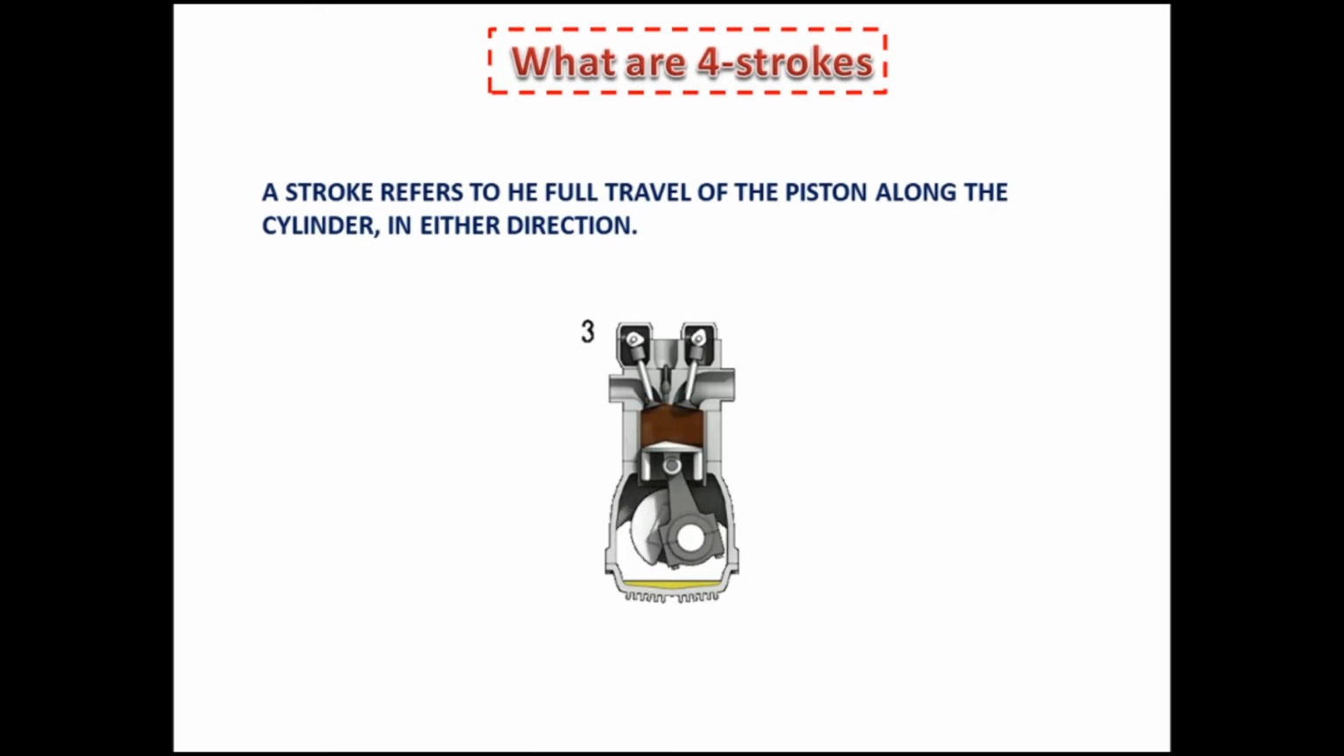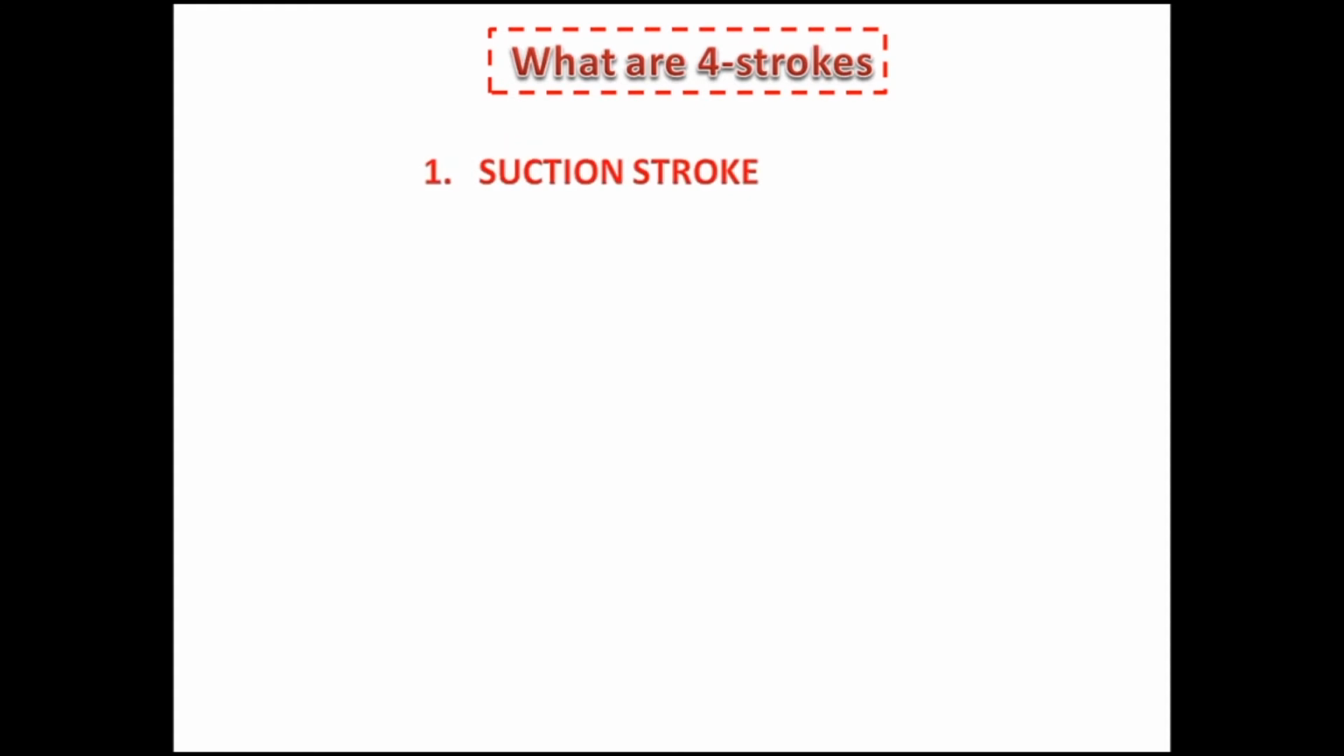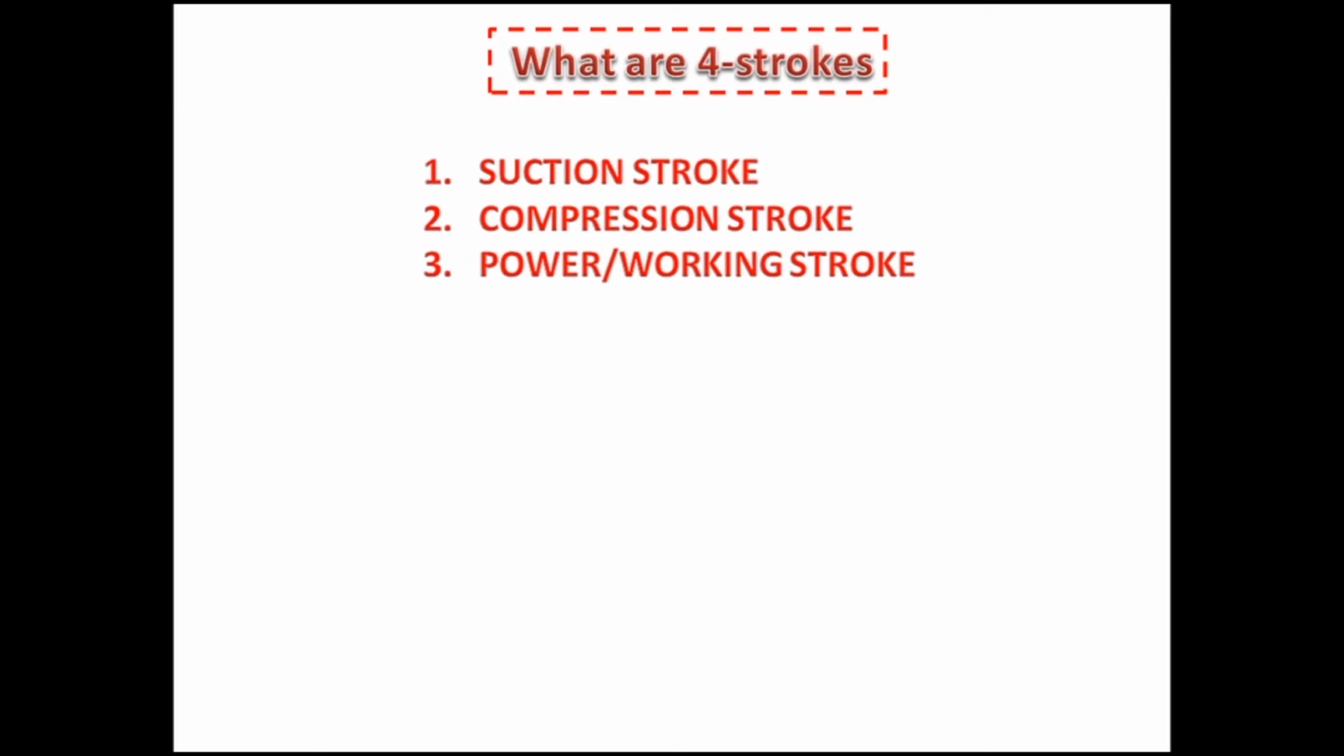When the engine completes its working by moving the piston upward and downward 4 times, it is called a 4-stroke engine. Now we understand the stroke, so let's see what the names of these strokes are. The first is the suction stroke, the second is the compression stroke, the third is the power or working stroke, and the fourth is the exhaust stroke. First we will see the working of these strokes separately, what the purpose of each stroke in the cylinder is. Then we will go for the working of the engine.